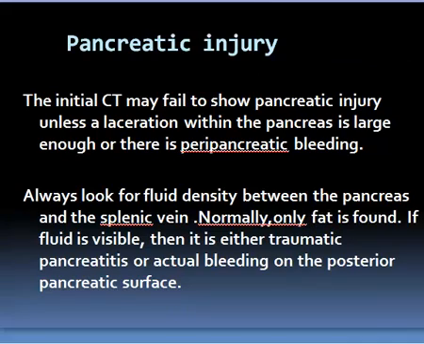Now the pancreas. The initial CT may fail to show pancreatic injury unless a laceration within the pancreas is large enough or there is peripancreatic bleeding. That means retroperitoneal bleeding. Always look for fluid density between the pancreas and the splenic vein, normally only fat. If fluid is there, then it is either traumatic pancreatitis or actual bleeding on the posterior pancreatic surface. So the key point here is the presence of fluid behind the pancreas, because this area is normally occupied by fat.